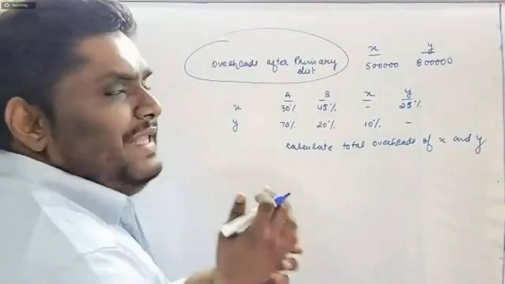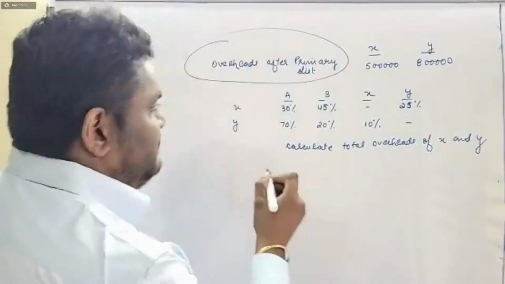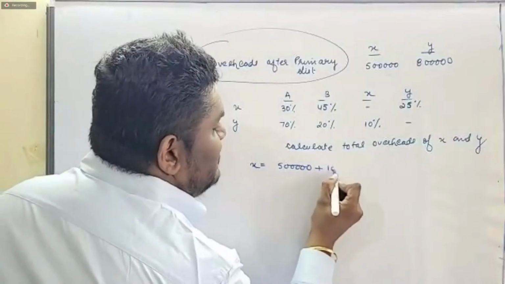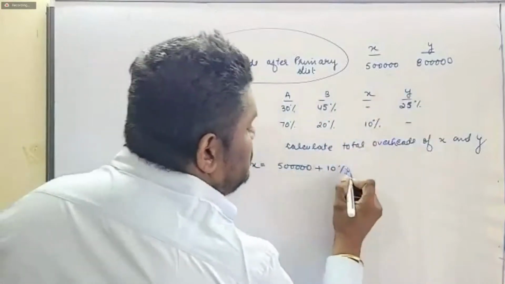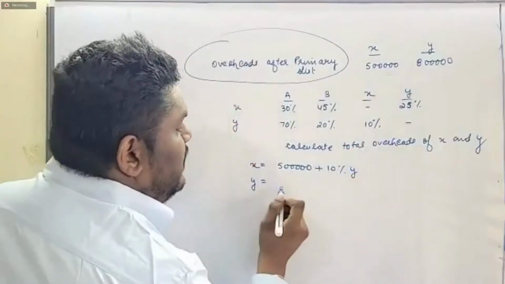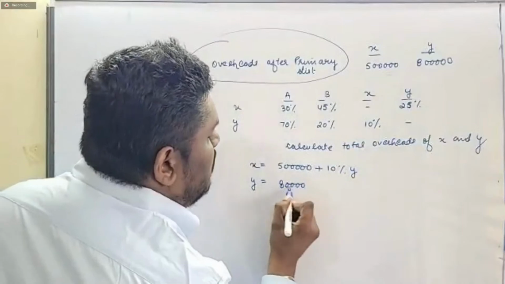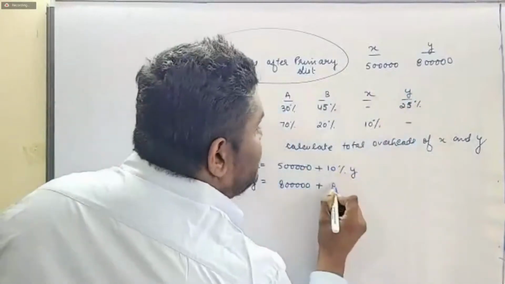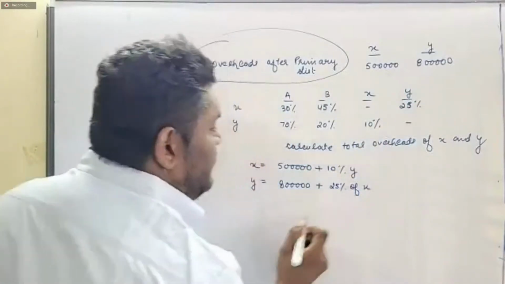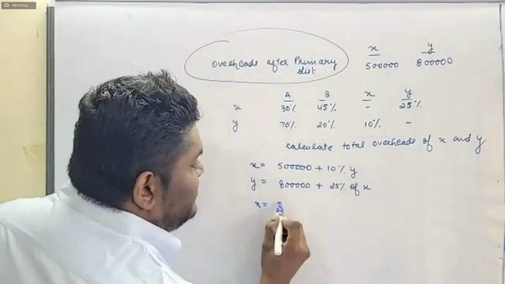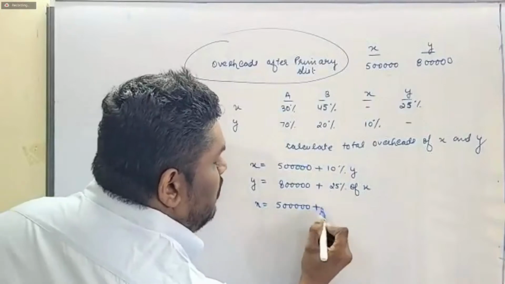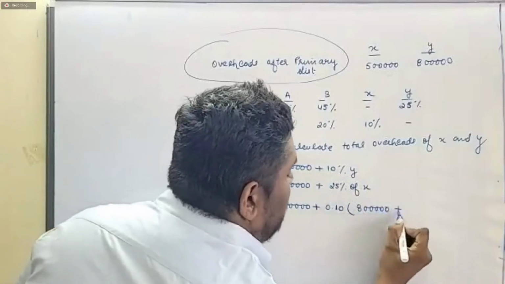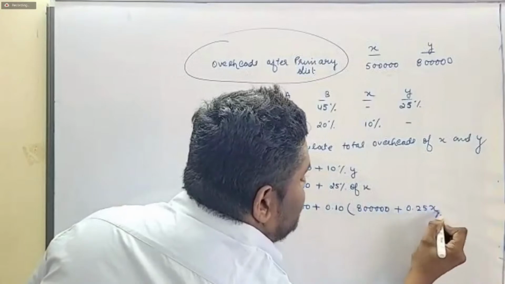Let's say the total overheads of department X be X. So X is equal to how much? 5 lakh plus a certain percentage of Y that goes to X, so 10% of Y. When talking about Y also, it is 8 lakh plus a certain percentage of X goes to Y, so that is 25% of X. So when solving this question, X will be equal to 5 lakh plus 0.10 of Y, wherein the value of Y is 8 lakh plus 0.25 X.